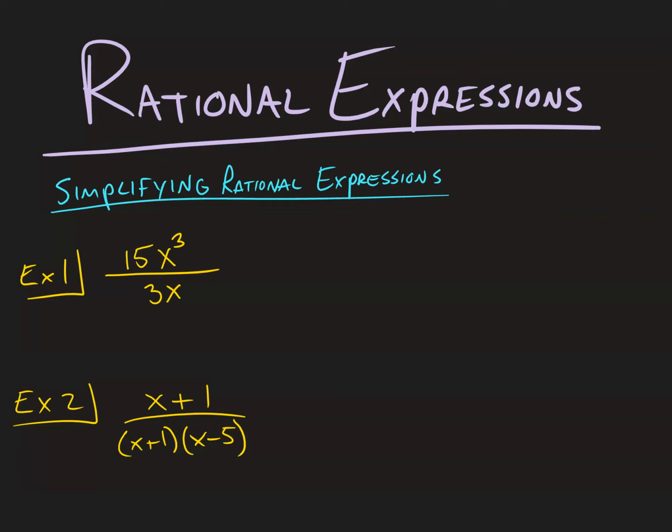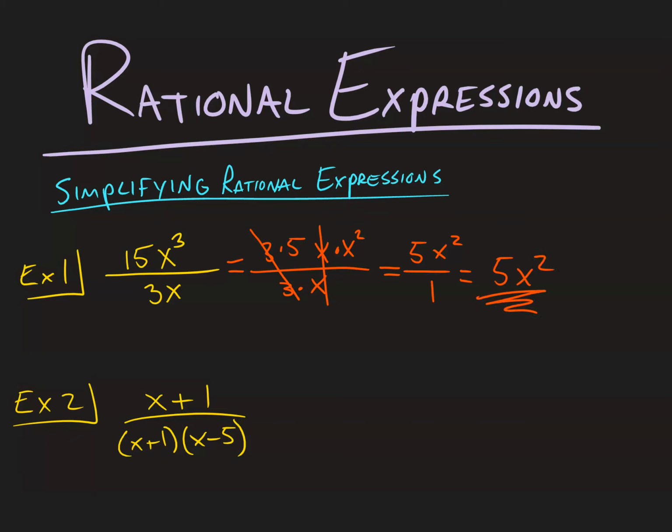In our first example, I have 15x cubed divided by 3x. To simplify this fraction, we can think of 15 as being 3 times 5, and x cubed as x times x squared. 3x, of course, can be thought of as 3 times x. So we have common factors that can be eliminated from our numerator and denominator, 3 and x, leaving us with 5x squared divided by 1, or just 5x squared, as our simplified rational expression.